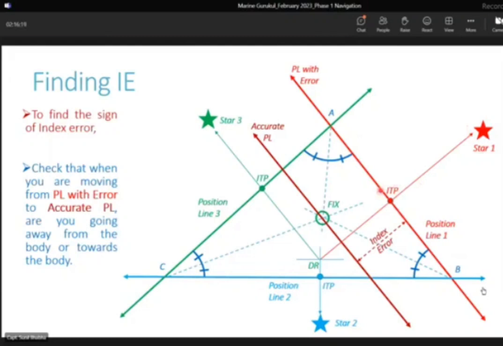So when we are moving from the red PL towards the accurate PL, that is the maroon color PL passing from the fix, are we going away from star 1 or towards star 1? You can see this arrow indicates the direction in which we are moving, and it is very much clear that we are moving away from the celestial body, in this case the red color star 1. So in our case here we are moving away from the body.